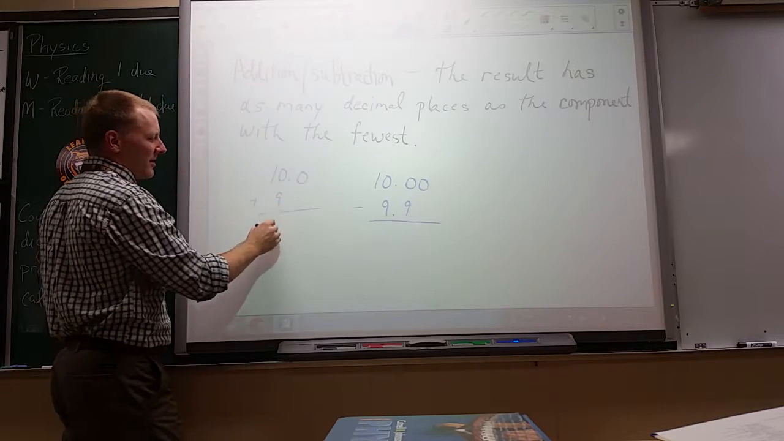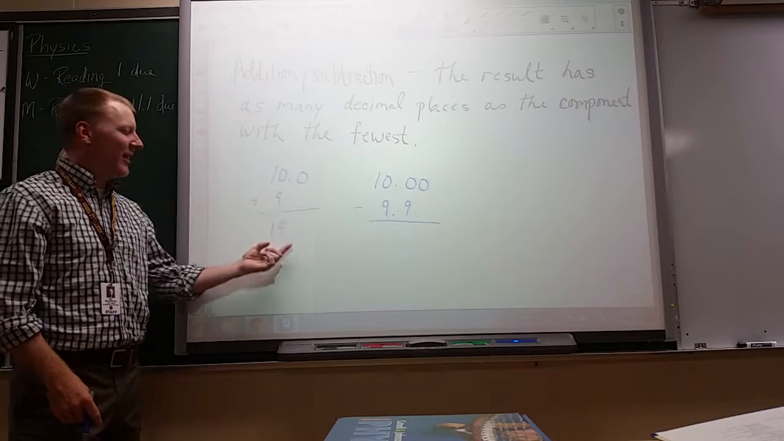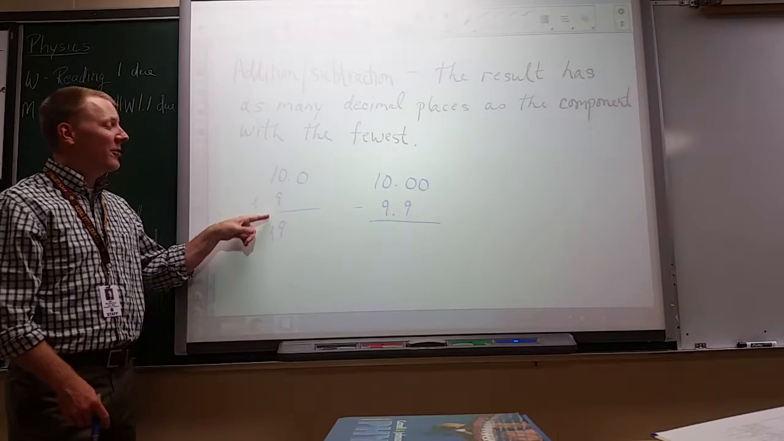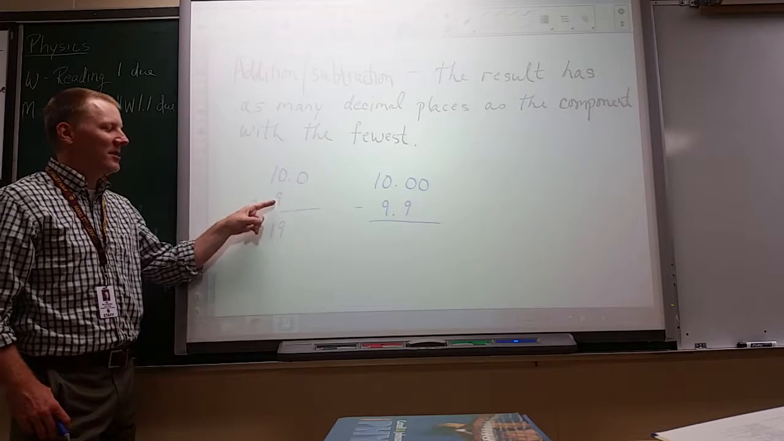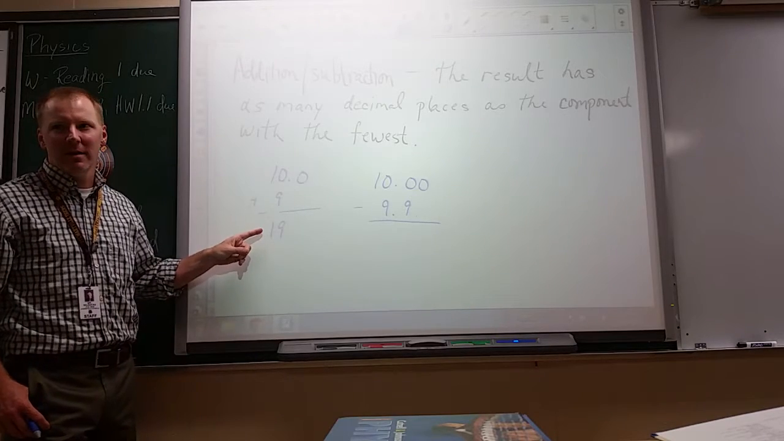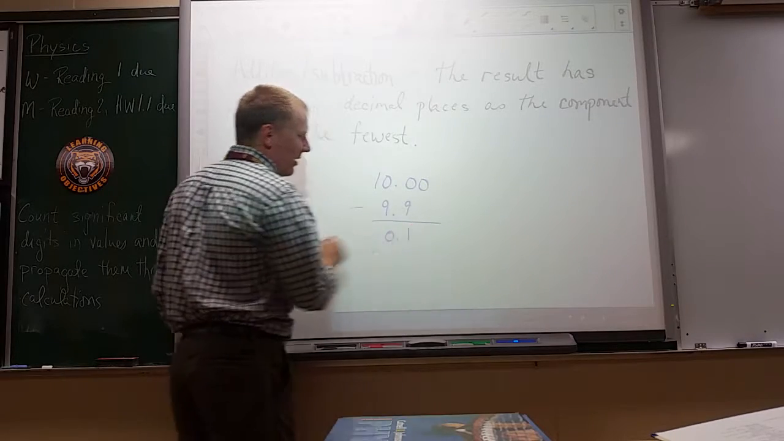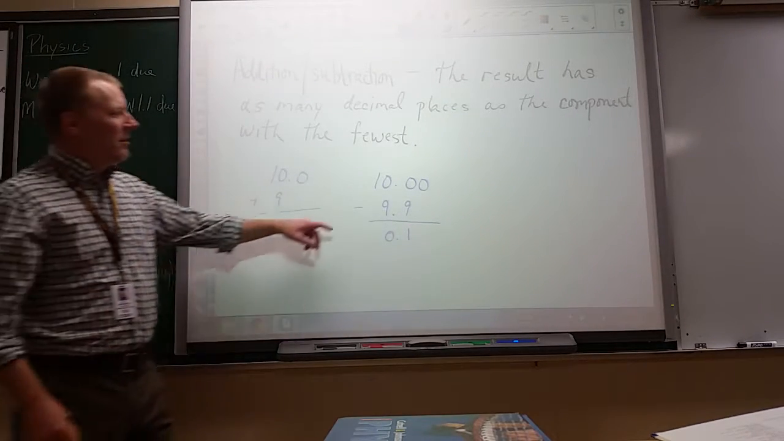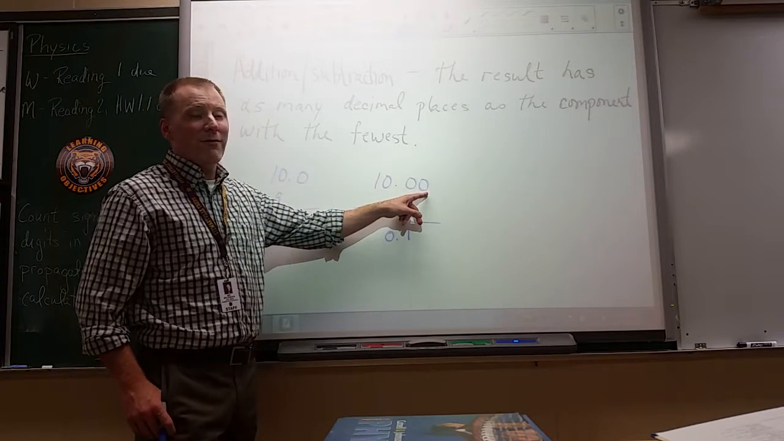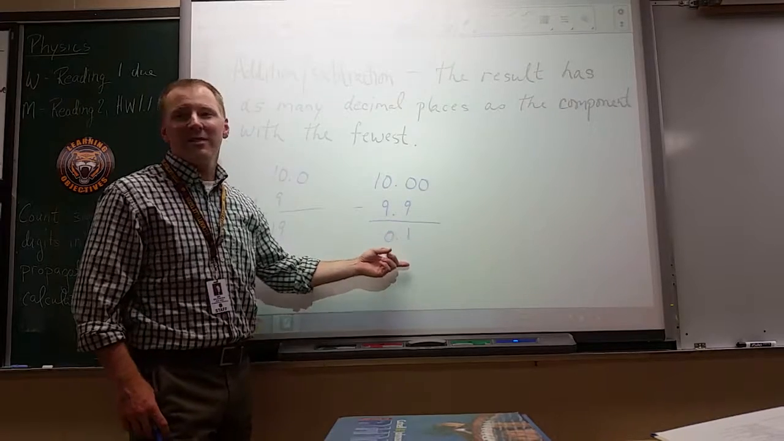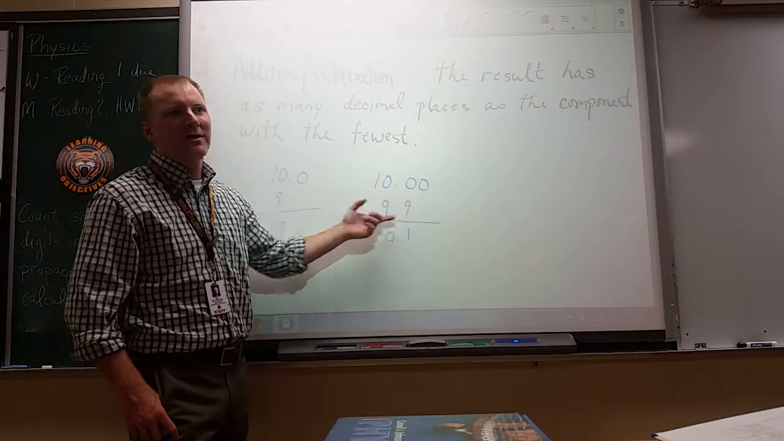Okay, 10 plus 9 we know is 19. Since our 9 has no decimal places, we can't carry one down here. But we don't have to round it further because we're looking at decimal places with addition rather than significant digits. We don't have to round this to 20. We get 0.1 here. Even though this has two significant digits and this has 4, our answer ends up with just 1 because we're following the fewest number of decimal places instead.